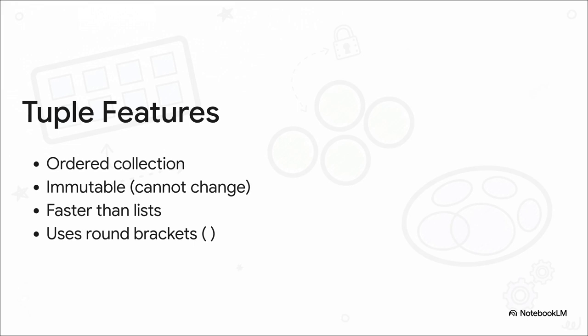Now, you might be wondering, why on earth would I use something so restrictive? Well, because that strictness actually makes them process faster than lists. Python knows the size and contents of a tuple will never change, so it optimizes them for speed. Oh, and to tell Python you want a tuple, you simply use round brackets, parentheses, instead of square ones.